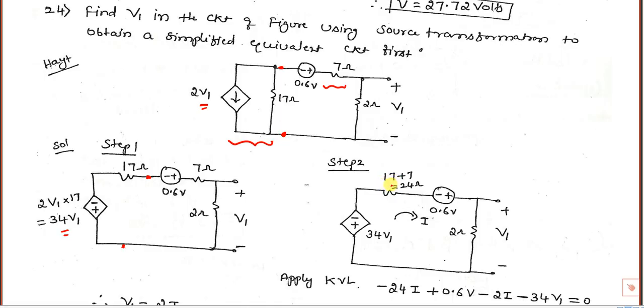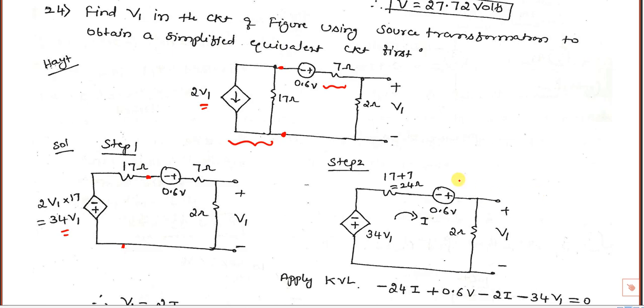Don't add 34 V1 and this 0.6 volts. This is 34 V1, a dependent source, and this is an independent source, so don't add both. Let it be as it is. But this 7 and 17 resistance can be added. 17 plus 7 is 24, and this 2 ohms you have to keep as it is.